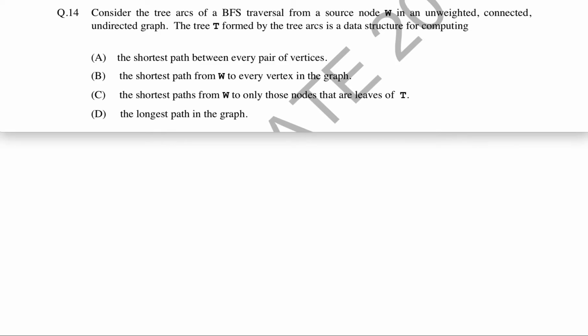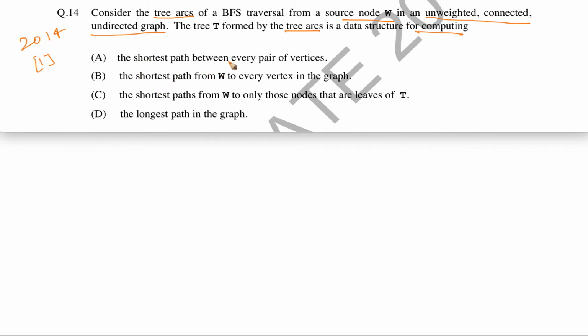Okay, now let's see this question. This question came in GATE 2014 for 1 mark. The question is, consider tree arcs of BFS traversal from a source node W in an unweighted, connected and undirected graph. The tree T formed by the tree arcs is a data structure for computing this.